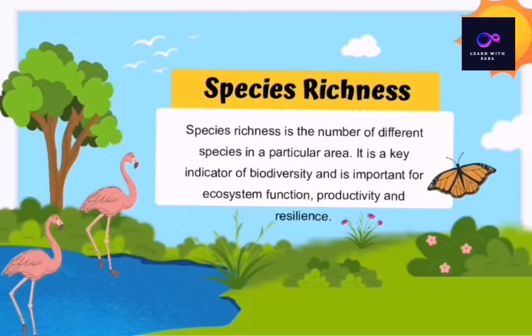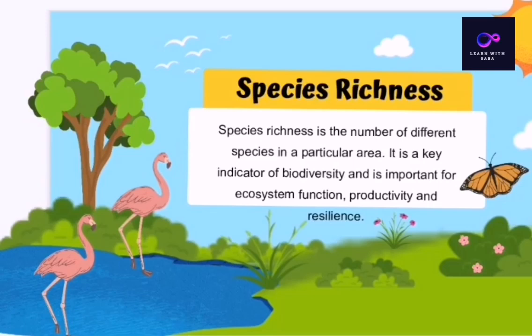Next, species richness. Species richness is the number of different species in a particular area. It is a key indicator of biodiversity, and it is important for ecosystem function, productivity, and resilience. It may be of animal species or plant species.